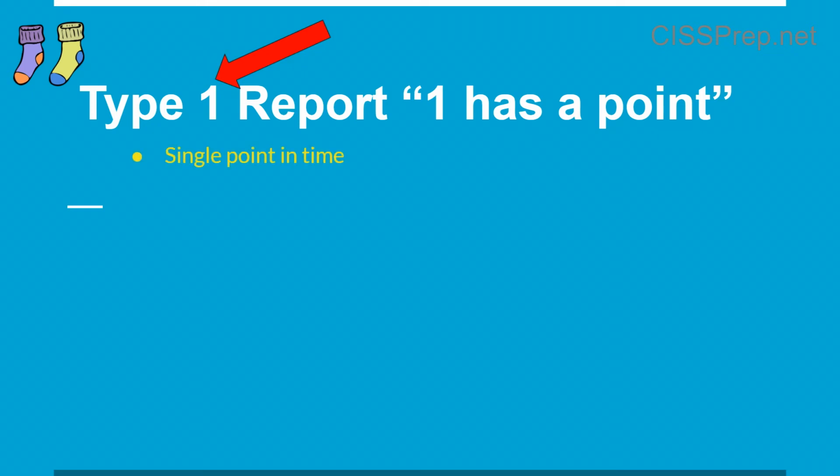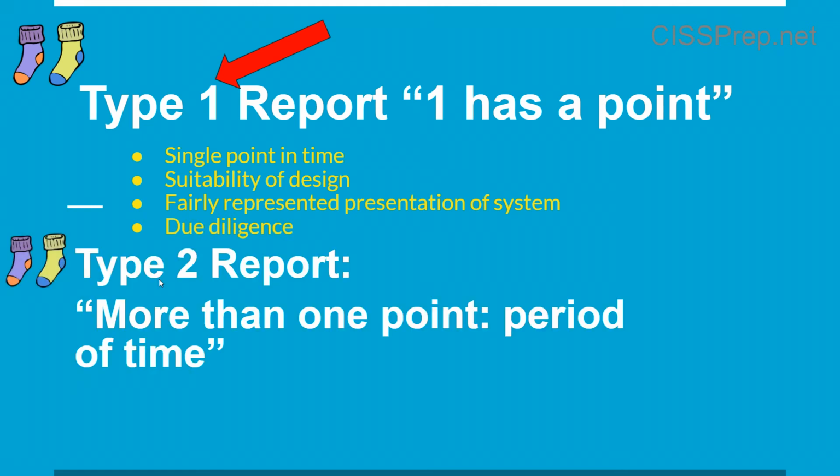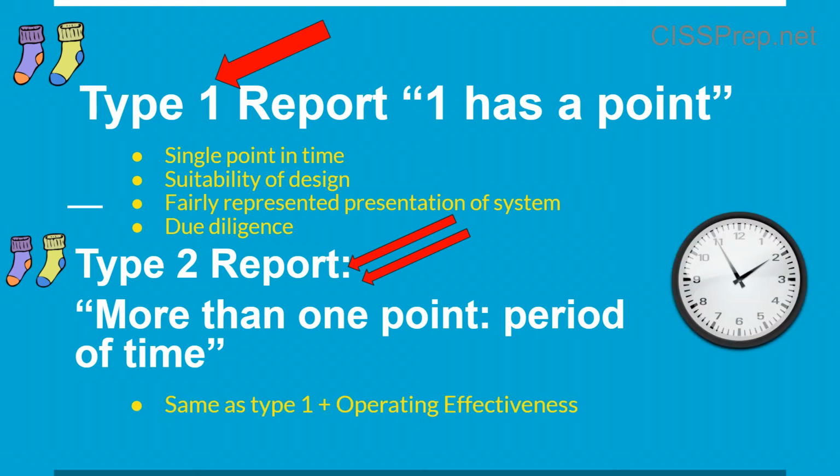The report focuses on the suitability of design, how fairly the represented presentation of a system is, and shows the organization is conducting due diligence. Type 2 report has more than one point, so it refers to a period of time rather than a point in time. The report focuses on everything that type 1 does, but with the addition of operating effectiveness, because it's looking at a period of time rather than a point in time. This report shows that due care is being practiced.